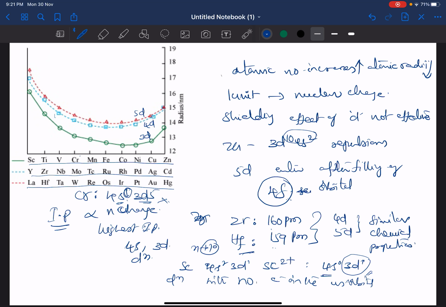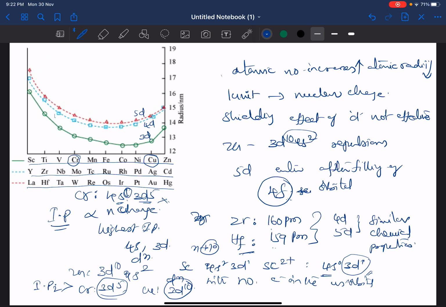The value for zinc is very high due to the completely filled orbitals, that is 3d10 4s2. The second IP of chromium and copper is very high because chromium has the half filled configuration, 3d5, whereas copper has the completely filled configuration, d10. Due to that, the second IP values of chromium and copper are very high.